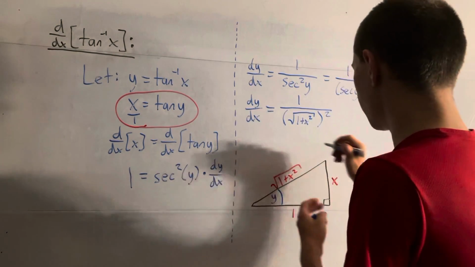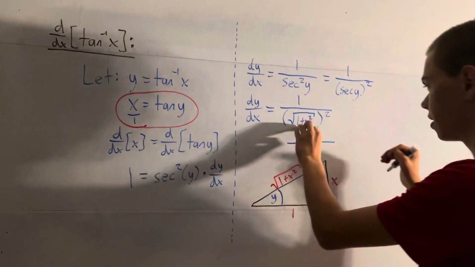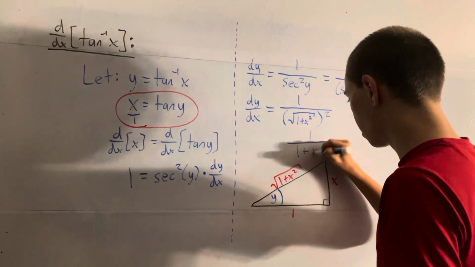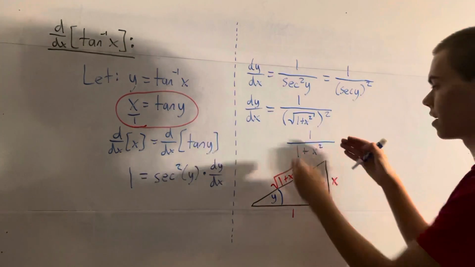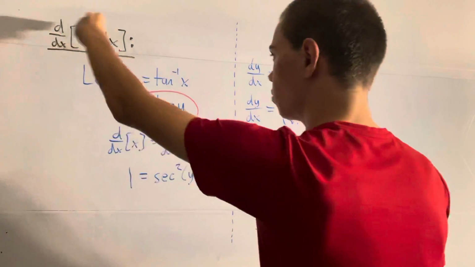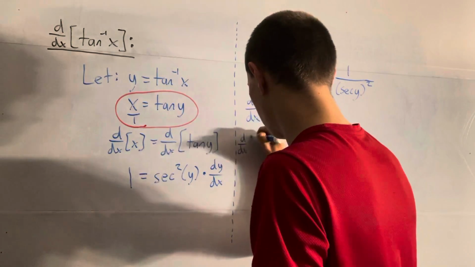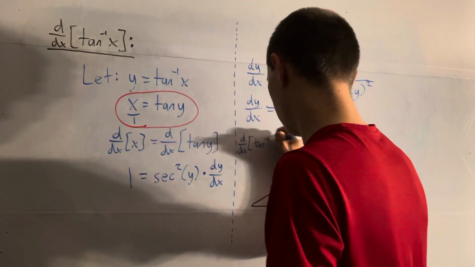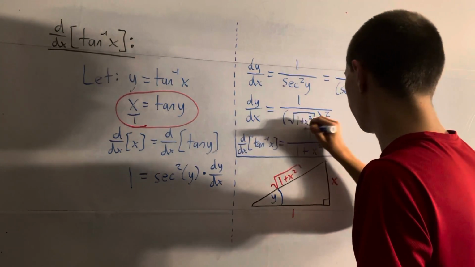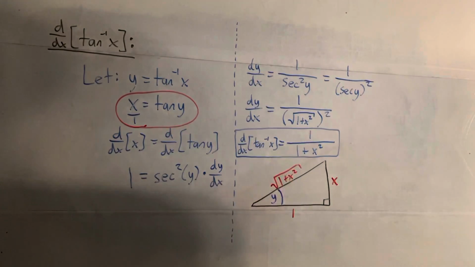And so when we take this and square it, the square root goes away, and we're left with 1 plus x squared. And that is it. So this is what dy over dx is. This is the derivative of the arctangent of x. We have now found the derivative of the arctangent of x. That's it.